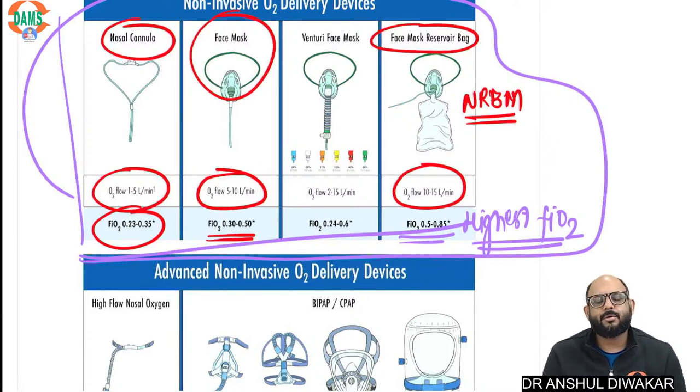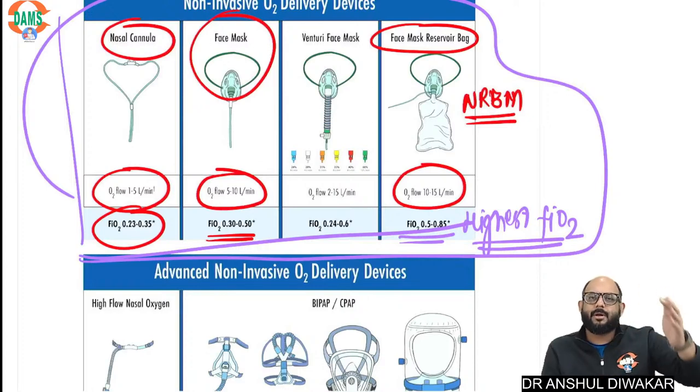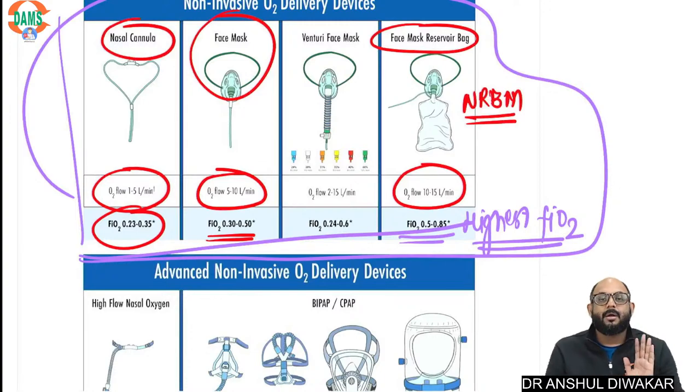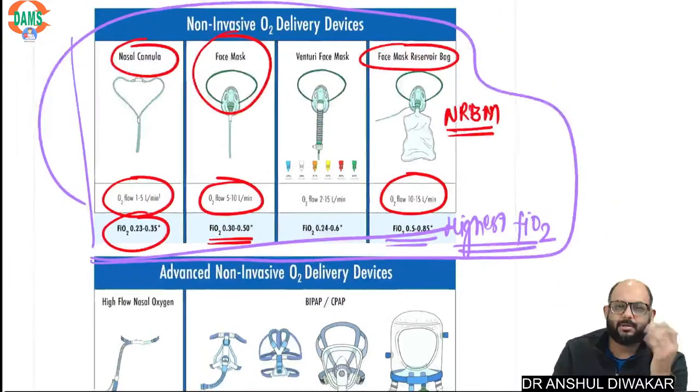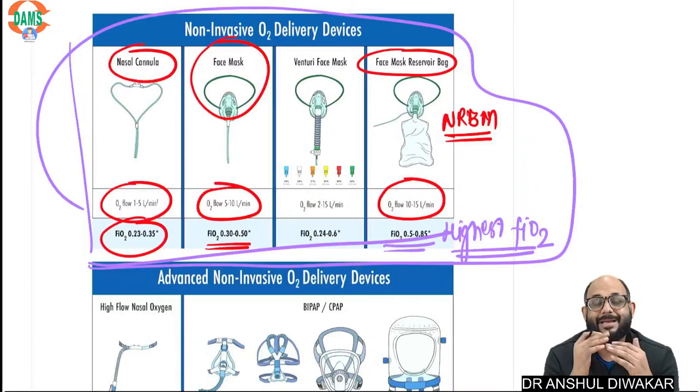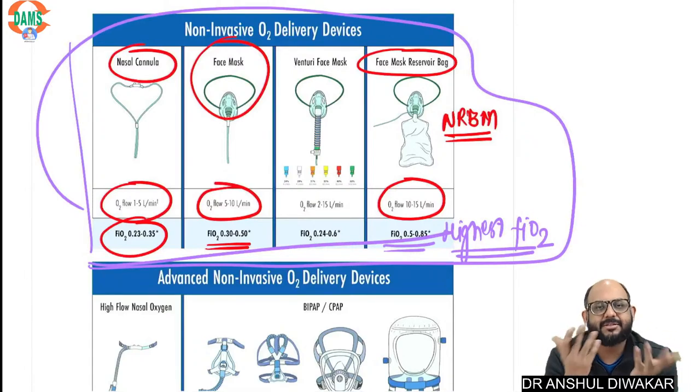So you don't talk about other devices, that is non-invasive ventilation using CPAP, BiPAP, or HFNC, that is high flow nasal cannula here. When somebody is asking you which O2 delivery device delivers highest FiO2, it is when the FiO2 is variable, which can change. So then the answer would be NRBM.